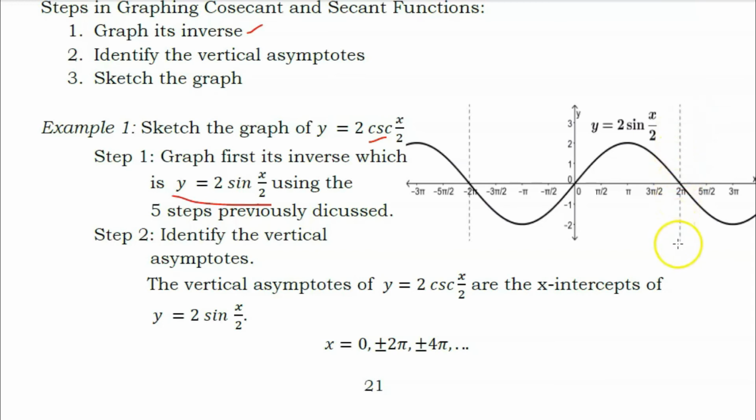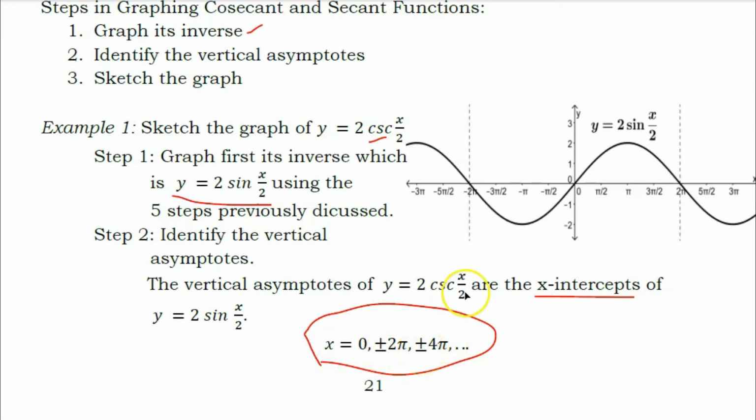So on the graph, it is easy to identify, since the points touching our x-axis mean the value of y there is 0, or the value of the function is 0. So the vertical asymptotes of y are the x-intercepts. Where the graph of y equals 2 sine x over 2 passes through the x-axis, our vertical asymptotes are given as the multiples of 2 pi.